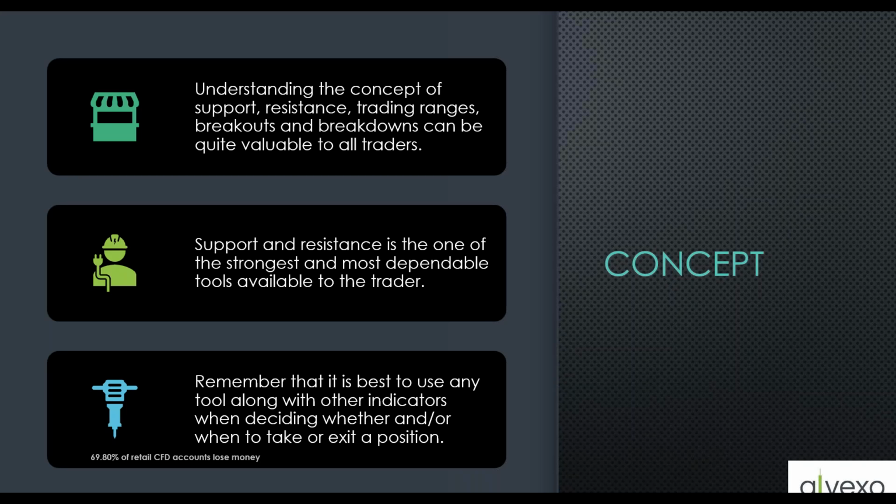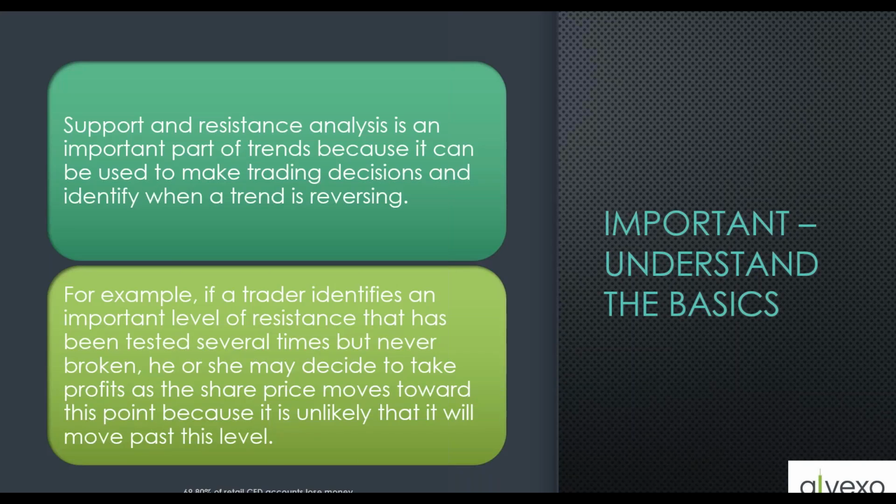Support and resistance is one of the strongest and most dependable tools available to traders. Remember that it is best to use any tool along with other indicators when deciding whether or when to take or exit a position. Support and resistance analysis is an important part of trends because it can be used to make trading decisions and identify when a trend is reversing. For example, if a trader identifies an important level of resistance that has been tested several times but never broken, he or she may decide to take profits as the share price moves towards this point because it's unlikely that it'll move past it at this level.